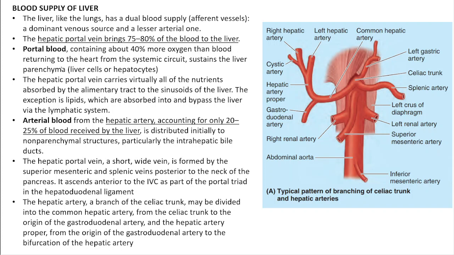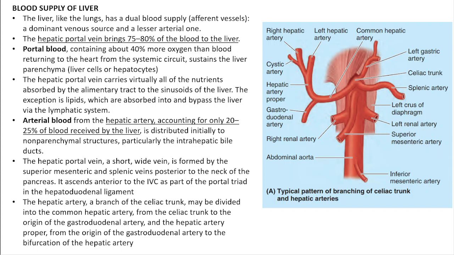So it does provide oxygen to the liver parenchyma. What is the importance of the portal blood? It is carrying all the nutrients which have been absorbed from the intestine. So all these nutrients except fats are absorbed by the alimentary tract and taken by this portal blood to the sinusoids of the liver, which you have studied in the microanatomy of liver.